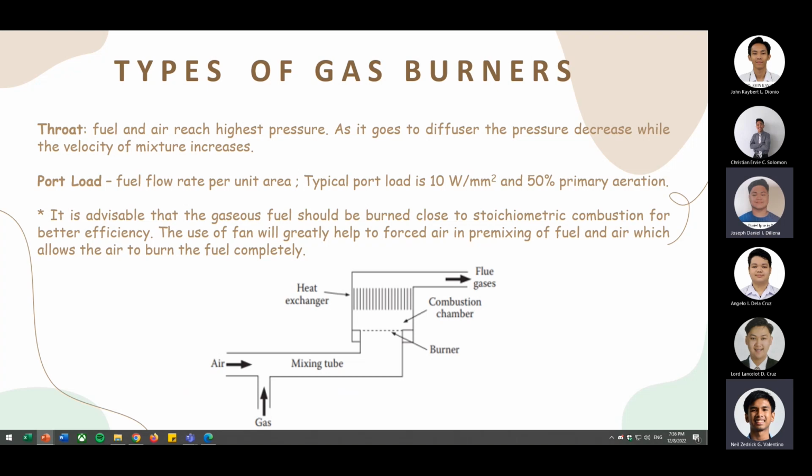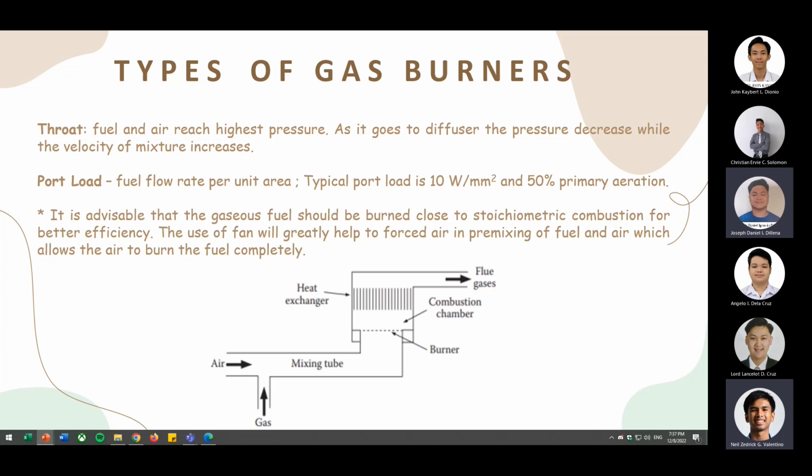Then, lastly is yung burner head. Dito nakadikit yung mga port load natin na tinatawag. Ang port load is nandito na yung byproduct nating apoy sa mga gas stove natin. So, ang port load is usually in terms siya ng fuel flow rate per unit area. So, typical port load natin is 10 watts per millimeter squared and 50% primary aeration. So, sinasabi lang dito na nakakakuha tayo sa isang port load ng 10 watts ng flow ng energy, or yun, fuel.